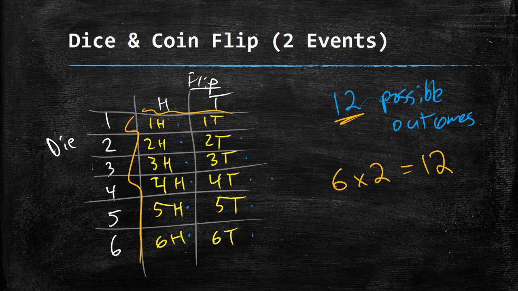So if I look at how many possible outcomes I have on my flip, which are 2, and how many possible outcomes I have on my die, which is 6, I can multiply those together and I get the number of all the possible outcomes in this situation.